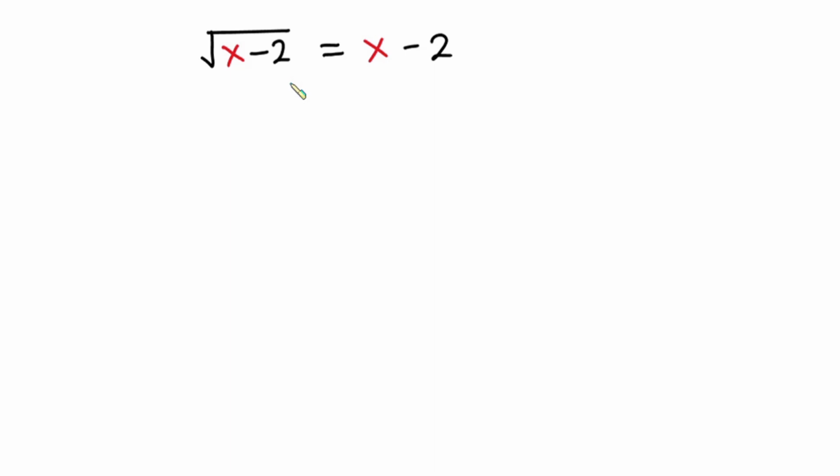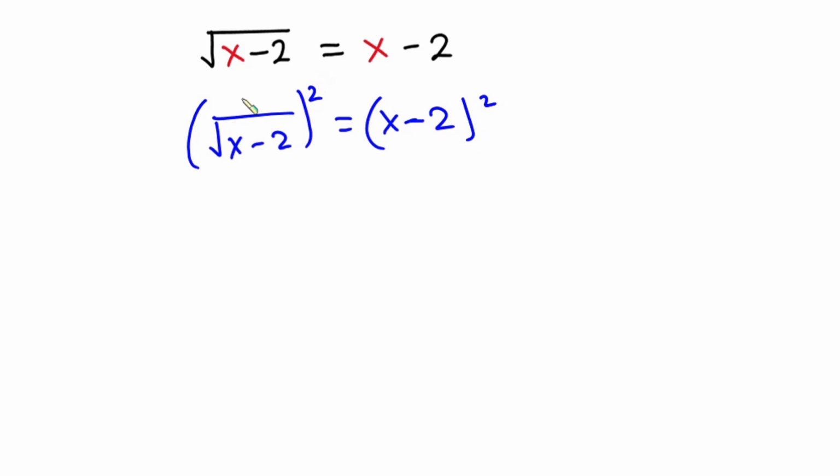Now let's get started. So we have square root of x minus 2 is equal to x minus 2. Now let's go ahead and raise each side of this equation to the second power, so that this square will cancel this square root. Now we have x minus 2 is equal to, if we expand this, x to the second power minus 4x plus 4.